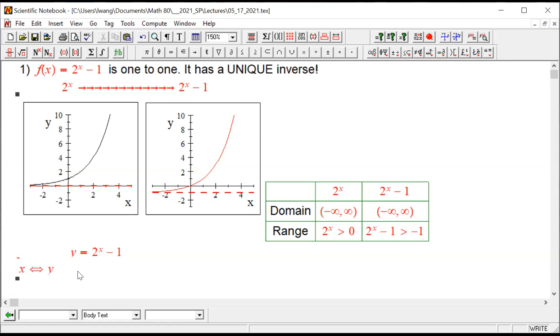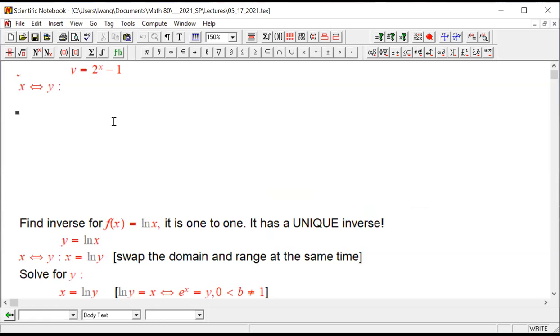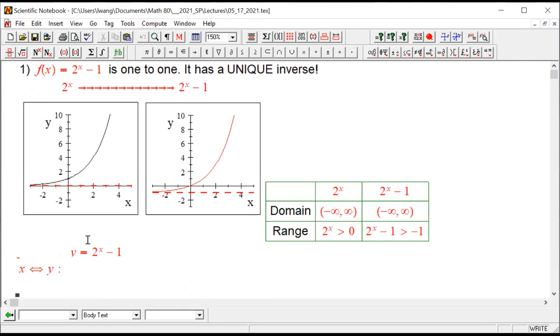And this swap is going to cause what to happen? Is it going to cause the domain and range to swap? Okay, domain and range swap. So when we swap x and y, what do we get? We get x equals 2 to the power y minus 1.